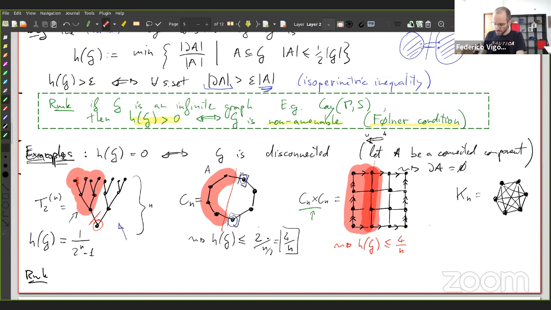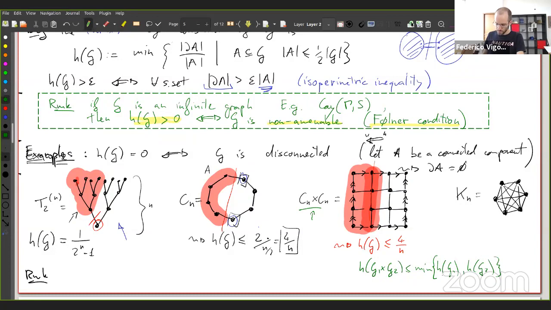And this is actually a general fact, that is, if you define the Cartesian product of two graphs this way, by adding edges if you move in one direction or the other, then the Cheeger constant of a product is smaller, well, it's probably equal to the minimum of the Cheeger constants. Minimum of the Cheeger constant of G1 and the Cheeger constant of G2. So this is in general.